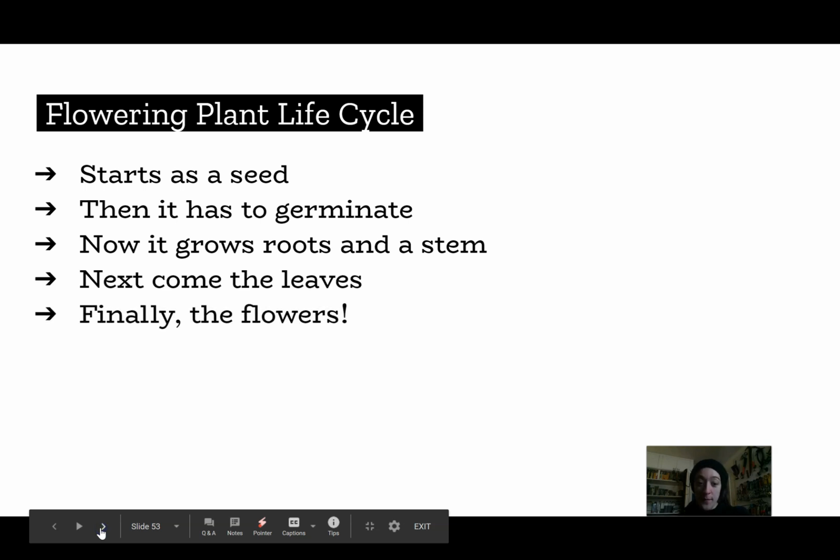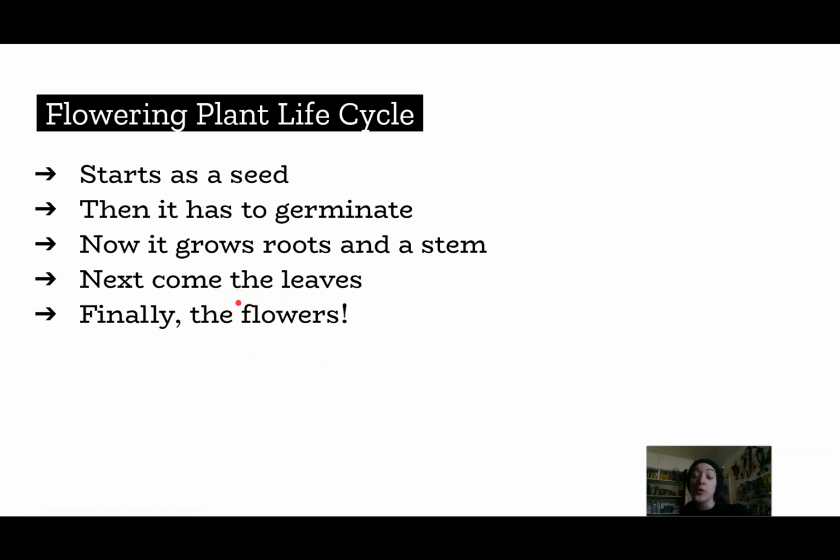Okay, now we're on to the very last stage of the life cycle. So we just learned that when you see flowers on a plant, that means it's a mature adult plant. It is ready to reproduce, ready to make more babies, basically, make more flowers or more plants. So the flower is going to make seeds, which is going to start the life cycle all over again.